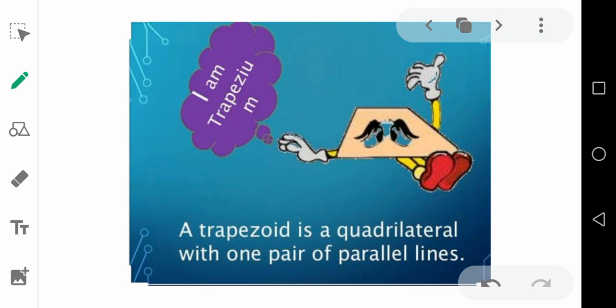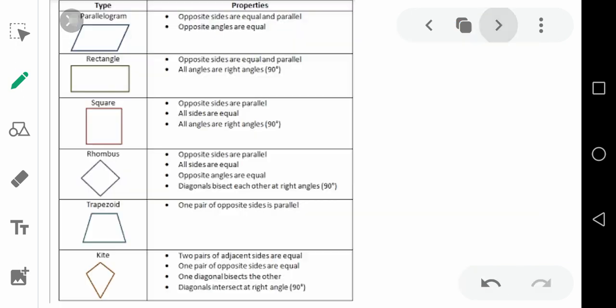Trapezium is a quadrilateral with one trapezoid or trapezium. You can call it a trapezium. Okay, a trapezium is a quadrilateral with one pair of parallel sides. Only one pair. So you can see these 2 lines are parallel. These 2, are they parallel? No. If you extend, they will intersect. Such lines are not parallel. Okay, so a trapezium is a quadrilateral with one pair of parallel lines. Okay. So here we have the properties.